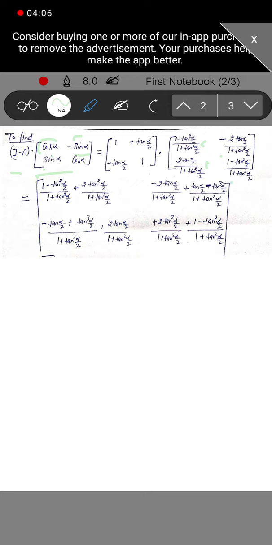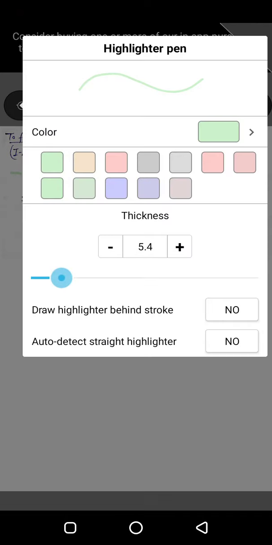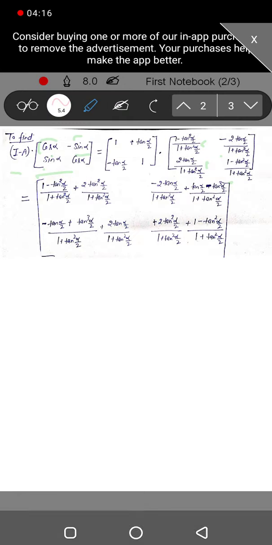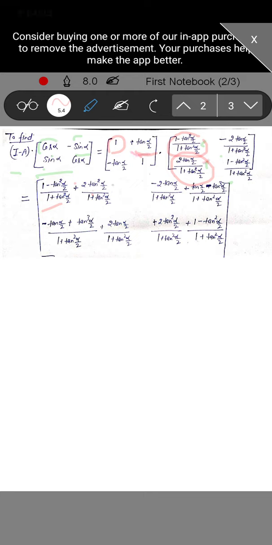Now we are going to the product. So let's multiply them. When we multiply 1 with the first part, we get this part only, and plus, when we multiply tan alpha by 2 with the second part, we get plus 2 times tan square alpha by 2, because this tan alpha by 2 is multiplied with the upper tan alpha by 2 and the lower part stays as it is. Similarly, when we multiply this 1 with this part, we get minus here.